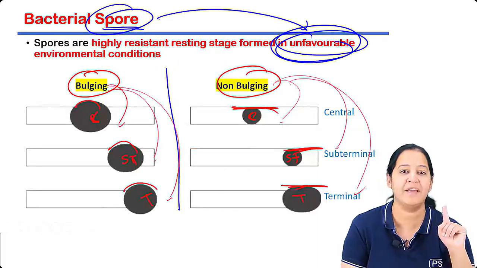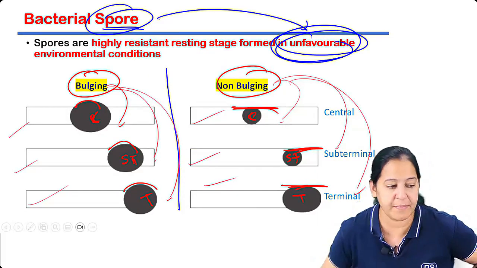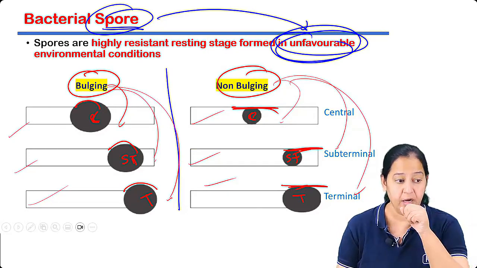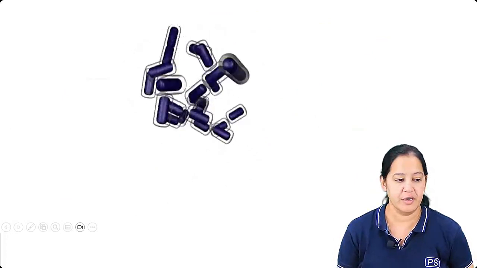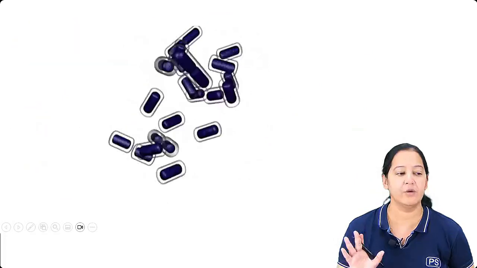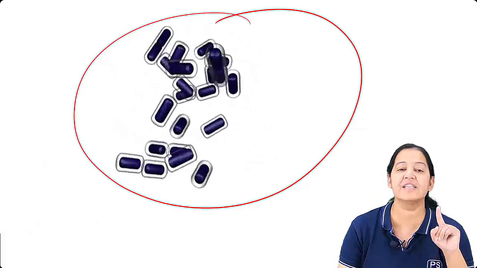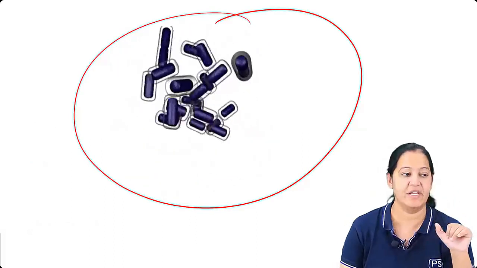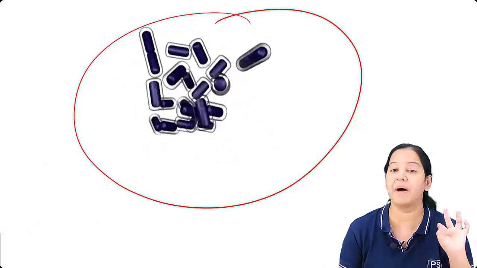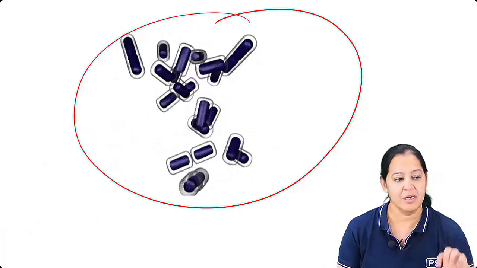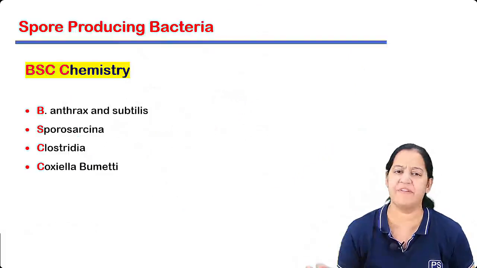If any image is provided to you, would you be able to identify the type of the spore? First you have to see whether it is bulging or non-bulging, and then you have to see the location. This is how you have to go. You can see a spore forming bacteria. Here I can see the spores are non-bulging in this particular set. Number two, they are central. So you have to comment on two things: bulge or no bulge, and what is the location. So here I will say the final answer: it is non-bulging and it is central. So it can be of various types.